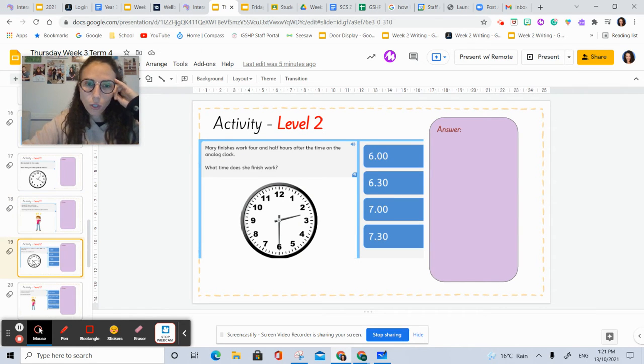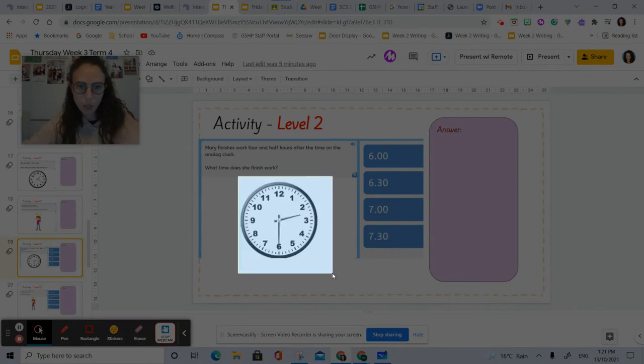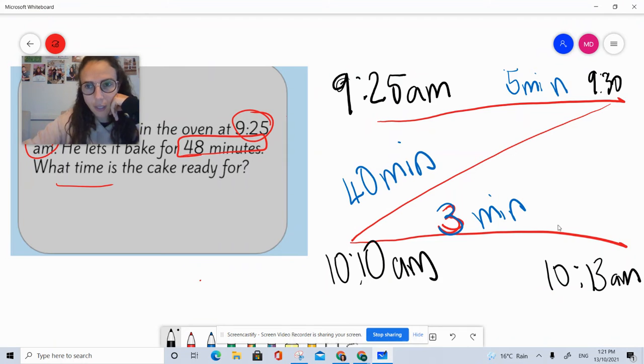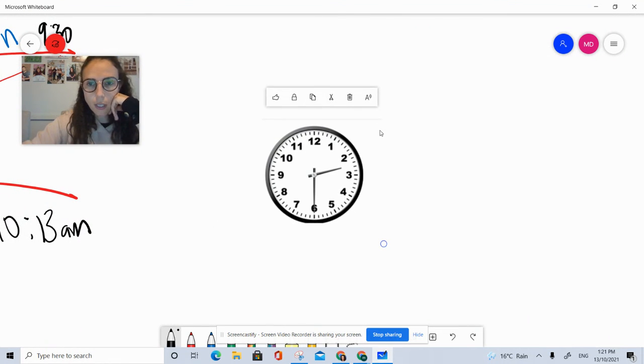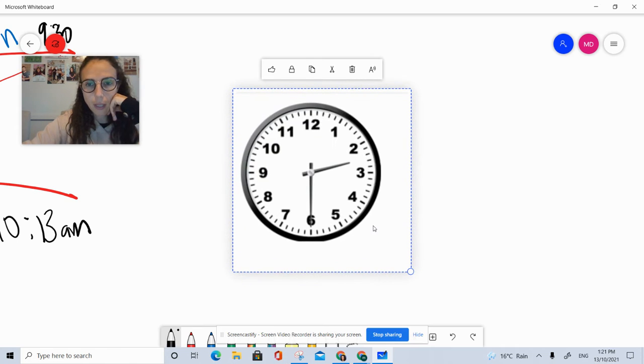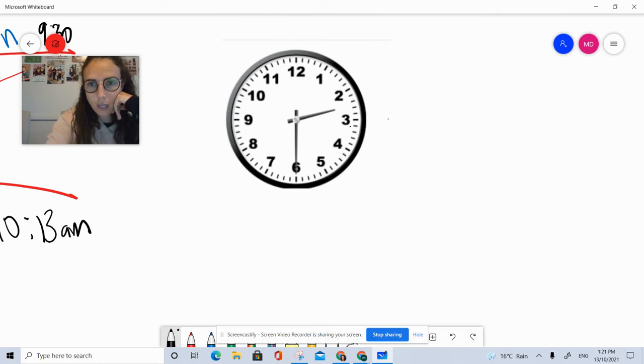The level 2 questions continue. Mary finishes work 4.5 hours after the time on the analog clock. I'm just going to quickly show you how to do that. So 4.5 hours after. If I have a look, the first thing I need to do is actually find out what time it is, so I can see that the hour hand is in between a 2 and a 3. So that tells me that it's 2 something and it's at half past.